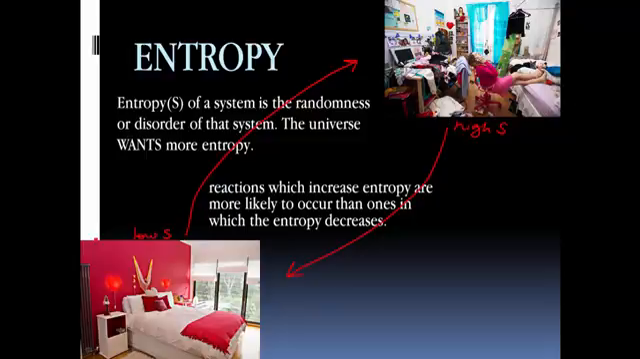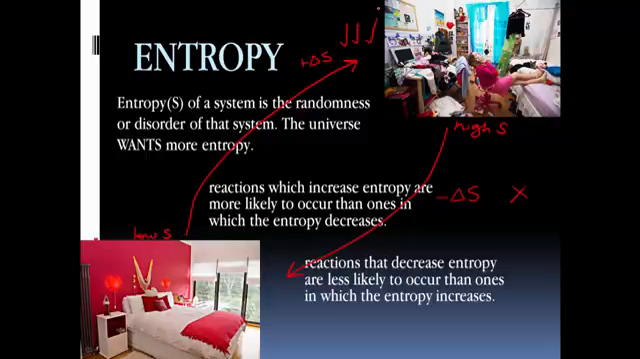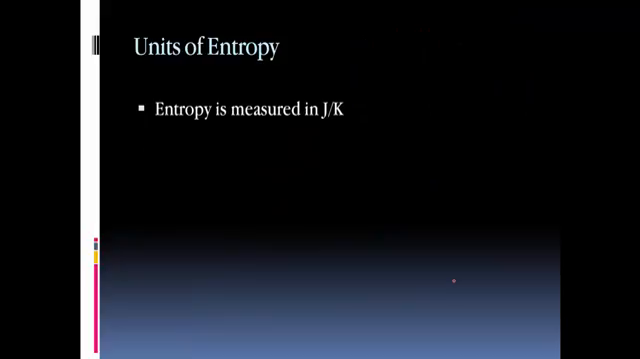So high entropy to low entropy, which would be a negative delta S, is not favored, whereas low entropy to high entropy is a positive delta S, and that is favored by the universe, okay? So like I said, reactions that decrease entropy are less likely to occur than ones in which entropy increases. The units of entropy are joules over Kelvin, so you might realize that the way that we calculate it is the energy over the temperature. That doesn't matter so much, just know that it's joules over Kelvin.